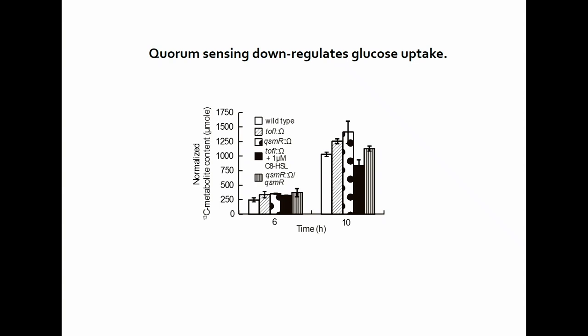So this is the wild type, 250 micromoles. Okay, and this is the quorum sensing mutant. This is complementation, and this is the QsmR mutant. So at 6 hours, that is just before the quorum sensing onset. After 10 hours, cell concentration reaches above 10 to the 8 cells per ml. If you look at the amount of C13 labeled compound, you see more C13 labeled compound in the quorum sensing mutant. Okay, this is complementation, and this is the QsmR mutant. So quorum sensing mutants, the TofI mutant and QsmR mutants, do take up more glucose.